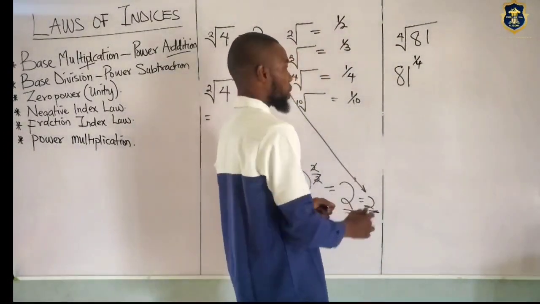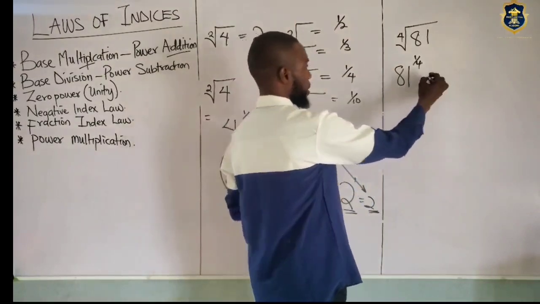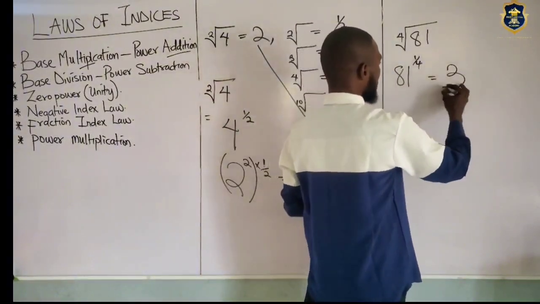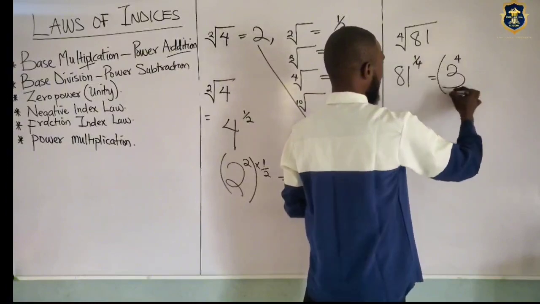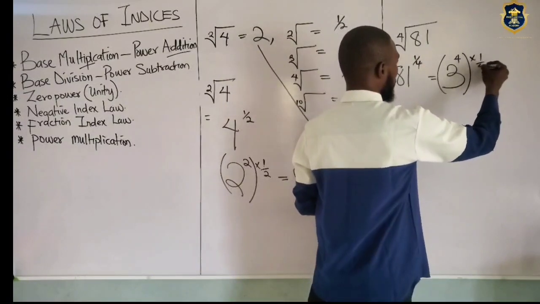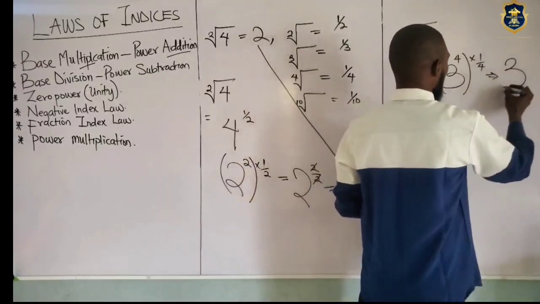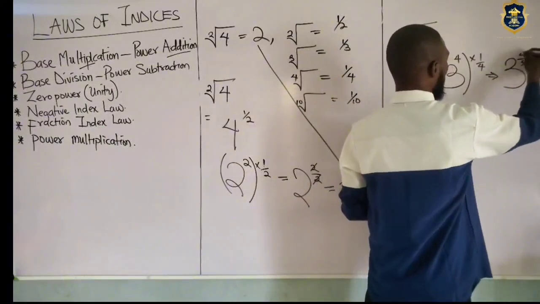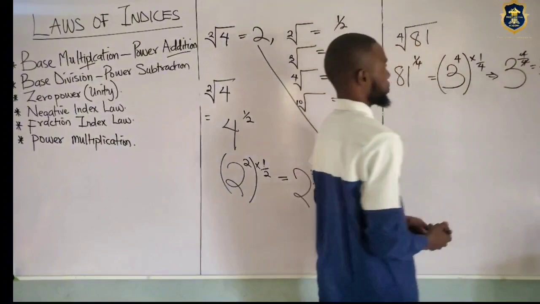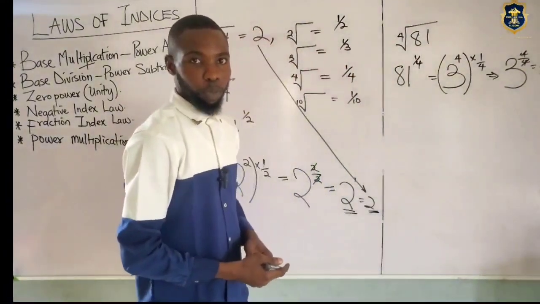By doing this, we can raise this thing to its lowest power by saying 81 is the same thing as 3 raised to the power of 4, right? Times 1 over 4. In such cases, we are going to have 3 raised to the power of 4 over 4. And if 4 cancels 4, we have 3. It's that simple. Please make sure you understand this.